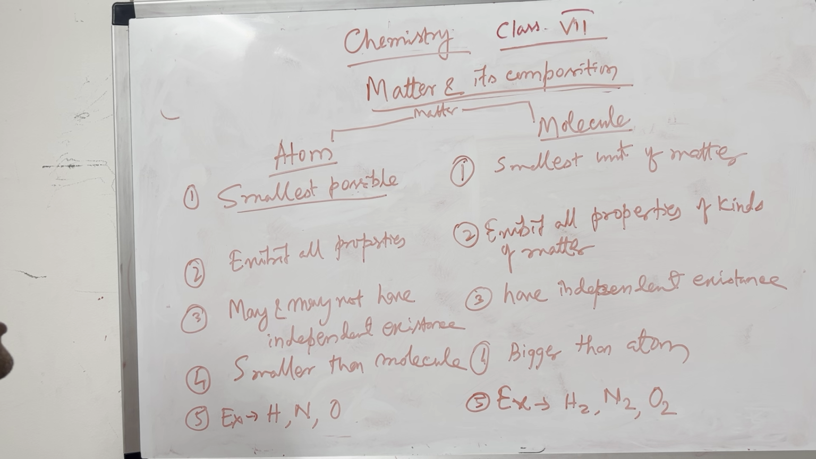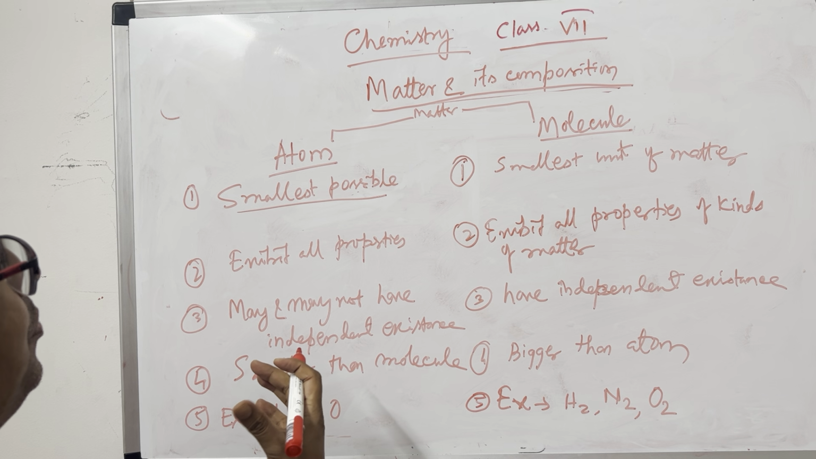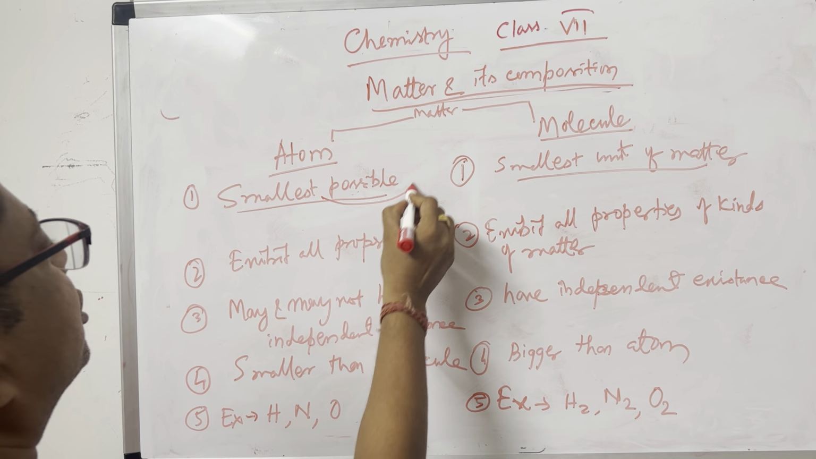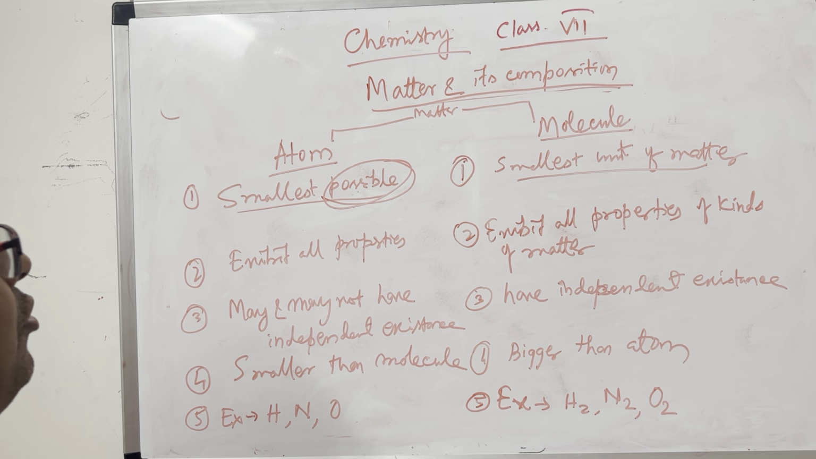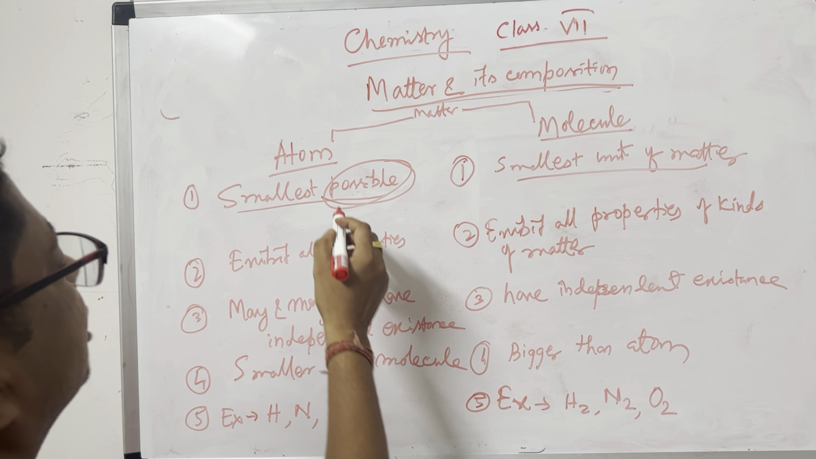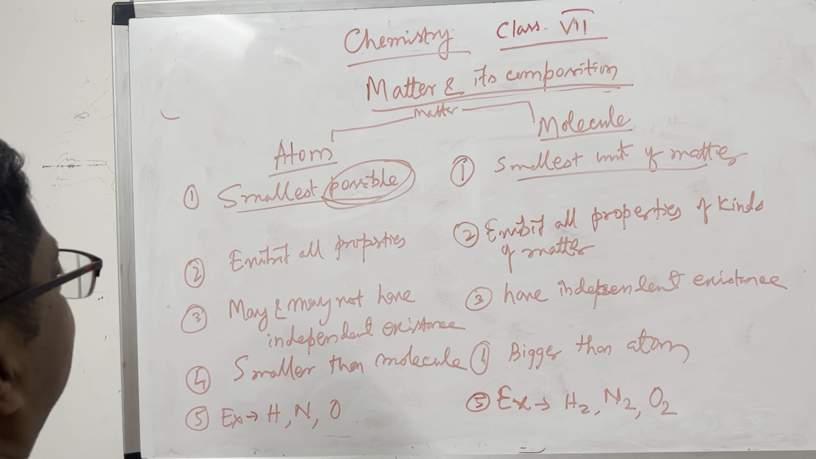Smallest possible means it is not exactly proven, but a molecule is the smallest. It is the smallest possible. So remember this, only this word differentiates between their size. It is the smallest possible and it is the smallest unit of matter.